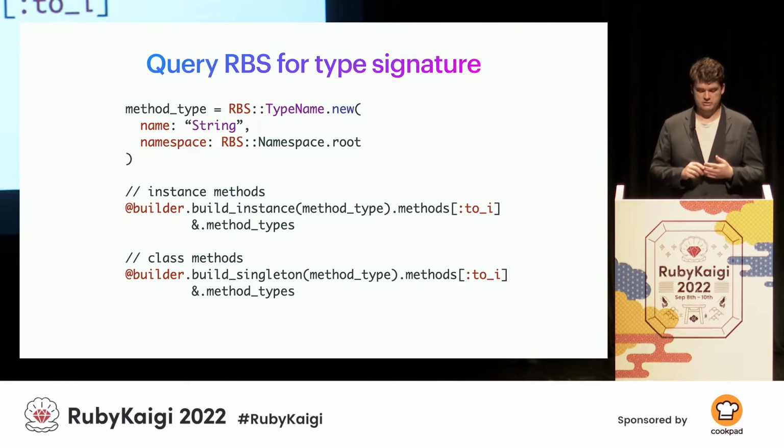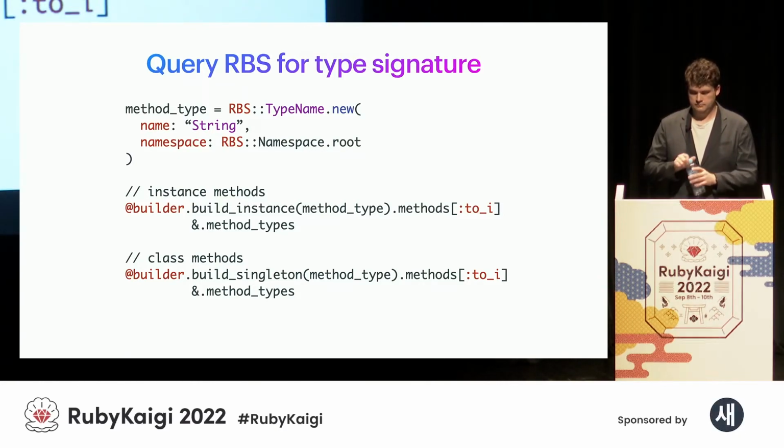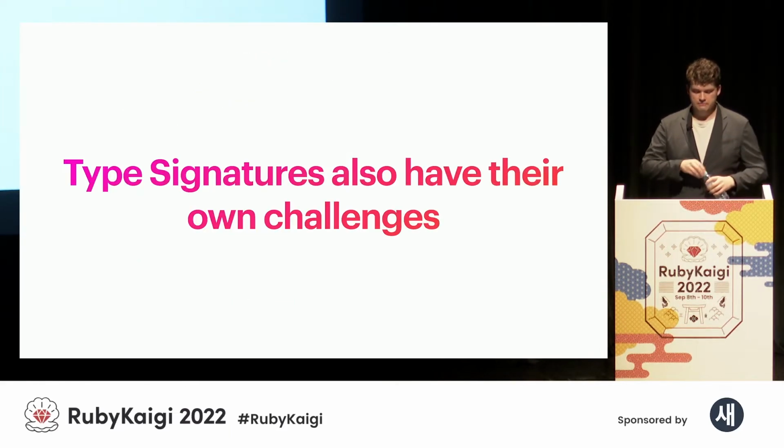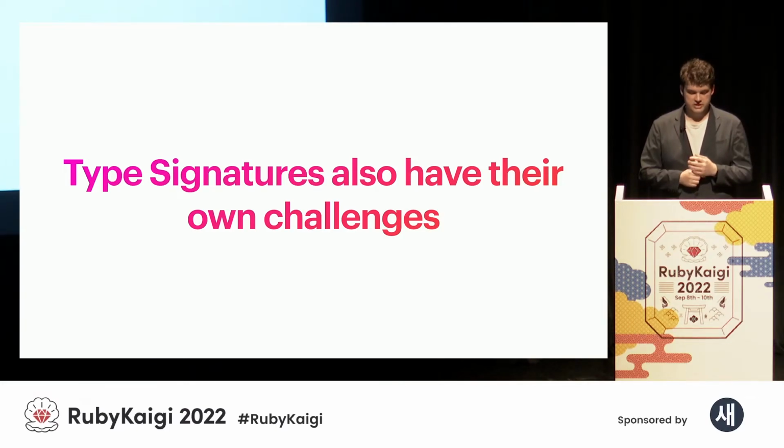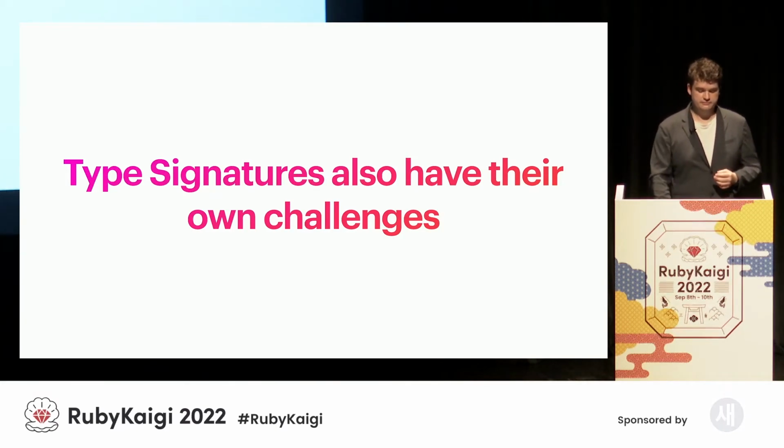And then once we have the name of the object, the method type, and the name of the method, we can ask RBS to give us the method's specific type signatures. Now, by no means am I saying that type signatures are a perfect solution. Type signatures also have their own challenges.